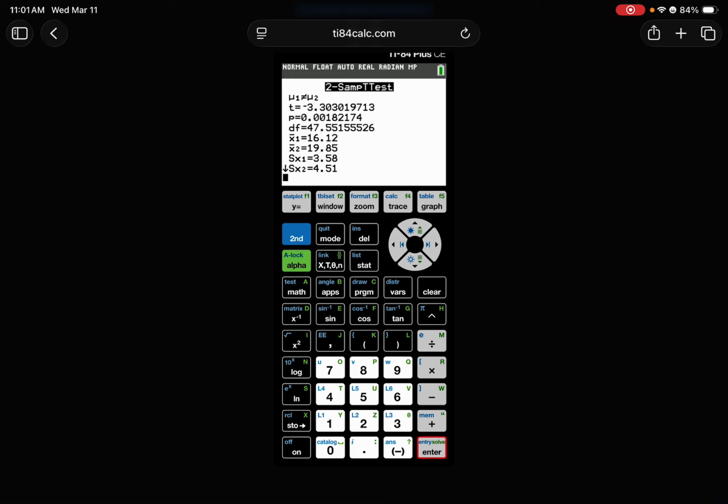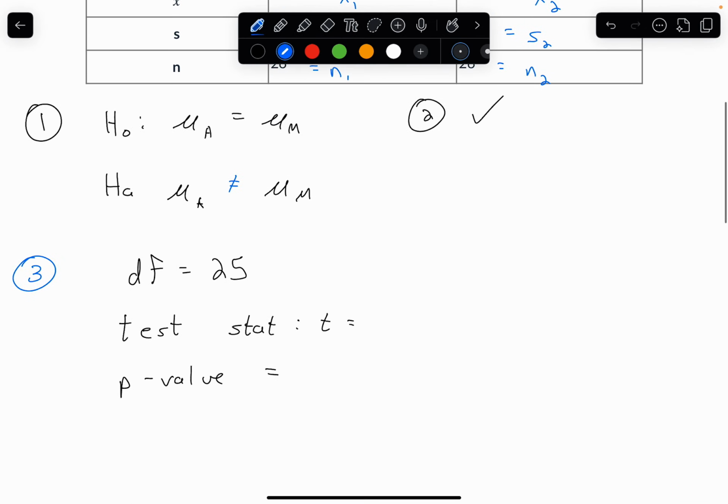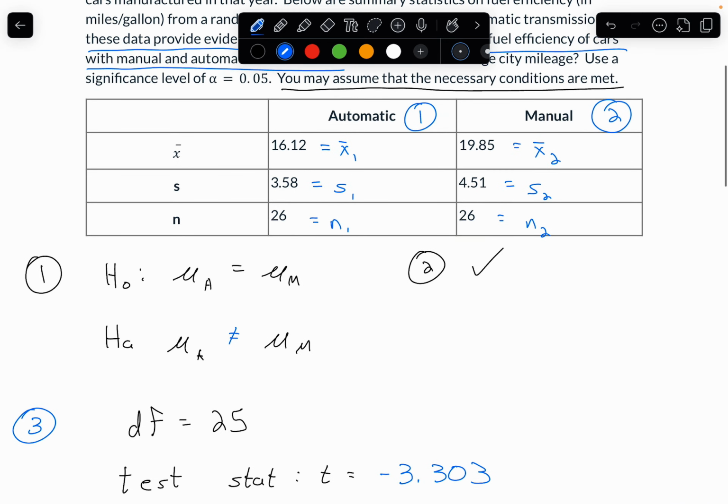And my p-value here would be 0.002 if I round to 3 decimal places. Make sure you're reading the question carefully. I rounded to 3 decimal places in the last video, so just to be consistent, I'm going to round to 3 decimal places here as well. So hopping back to my problem here, my test statistic we said was negative 3.303, and our p-value would be 0.002.